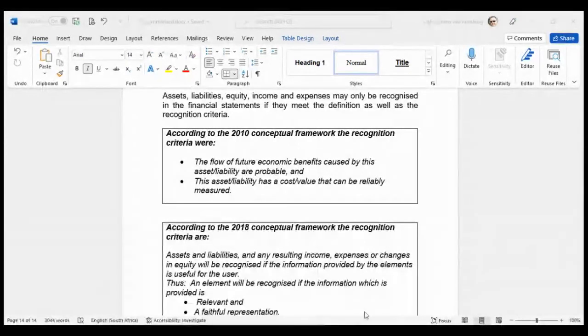Okay, ladies and gents, let's just pause there for a brief minute. Are there any questions from your side on either the definition criteria or the recognition criteria? You can ask it in person as always, or you can type it in the chat. Or if you are happy that you understand all of this, you can maybe give me a thumbs up or a happy face.